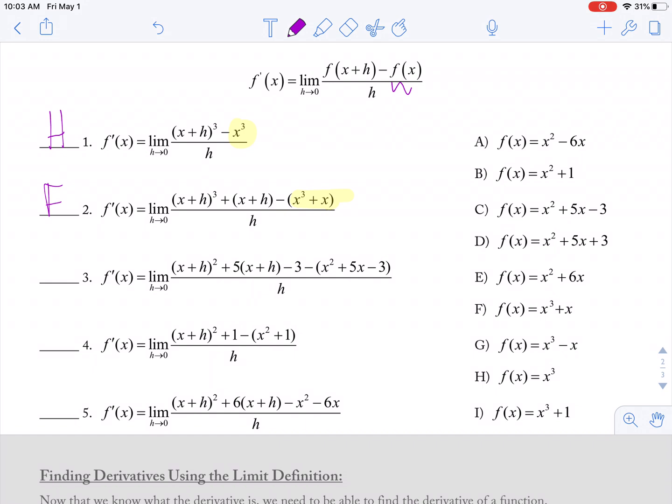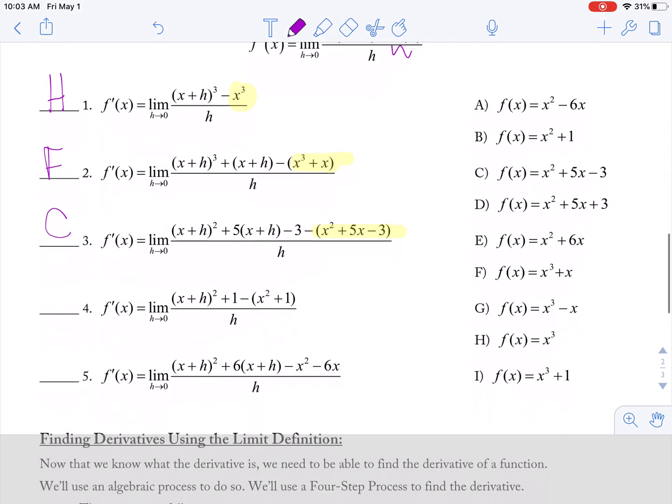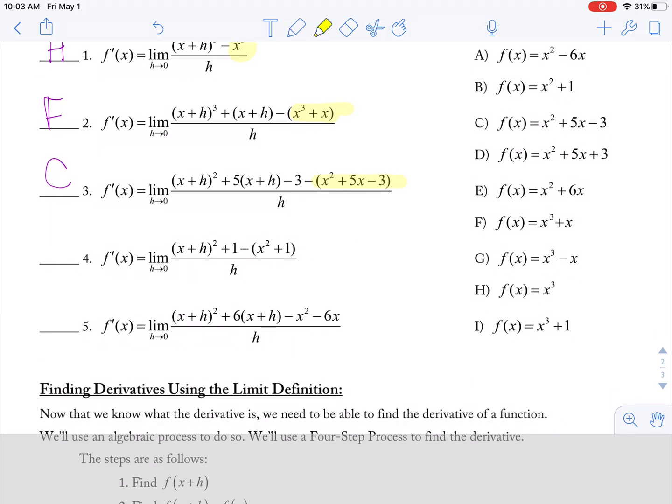All right, same thing with number 3. I'm subtracting out my function, x squared plus 5x minus 3. That is going to go with C. For number 4, I'm going to subtract out my function, x squared plus 1. Okay, again, x squared plus 1, that's going to be B.